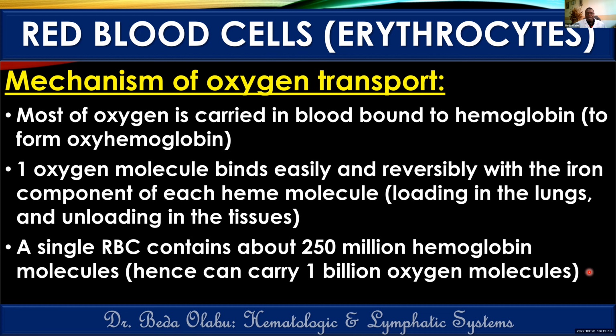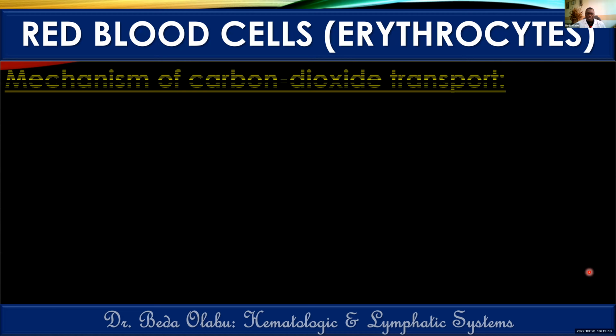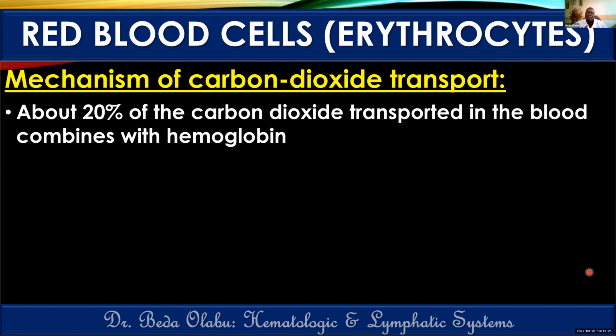So one red blood cell carries a lot of oxygen molecules. How about the mechanism of carbon dioxide transport? Again, from your respiratory physiology, you understand that there are three mechanisms that lead to transportation of carbon dioxide. One is that carbon dioxide reacts with water to form weak carbonic acid, which dissociates into hydrogen ions and bicarbonate. And so carbon dioxide becomes carried in the form of bicarbonate.